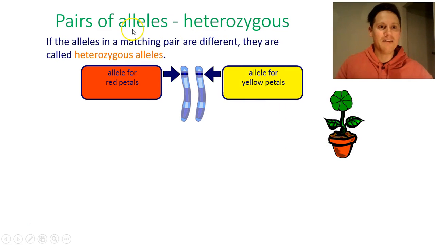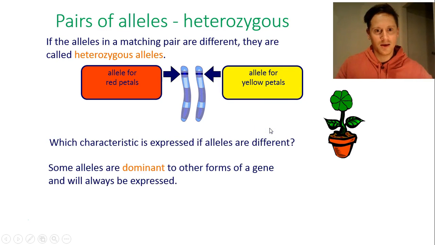If the alleles in a matching pair are different, they are called heterozygous alleles. Hetero means different. So here we've got a homologous pair of chromosomes. We've got one allele for red petals and one allele for yellow petals. Which characteristic is expressed if the alleles are different?